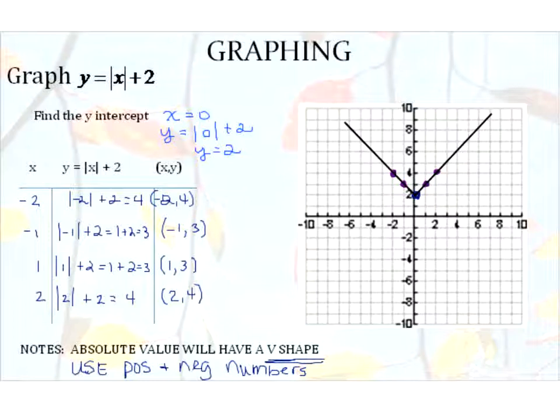And you have your graph. So we will get into variations of this, but for right now, you're going to have a V shape like this, and it's going to open up. So make a table. That's your best thing to do. Use your positives and negatives when you're graphing it.